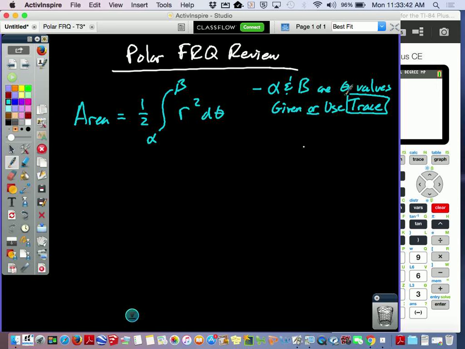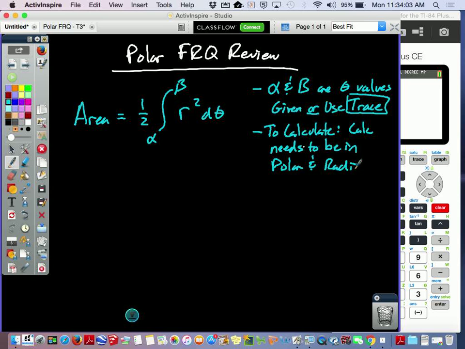So you want to make sure to trace the curve out. When you are calculating this, the calculator needs to be in polar and radian mode. Okay, so the AP board, when they're grading, they're going to expect that you give your final answer in radians.